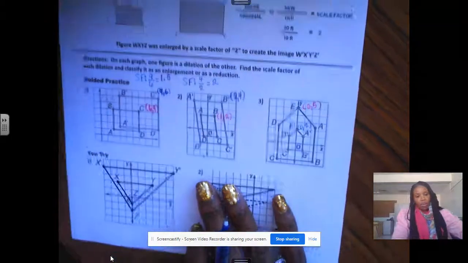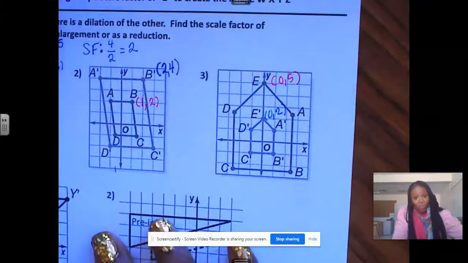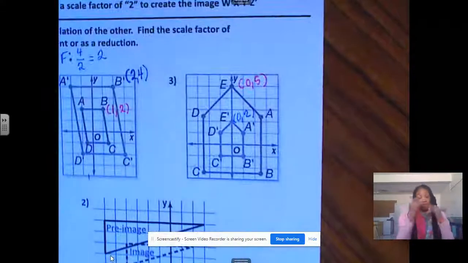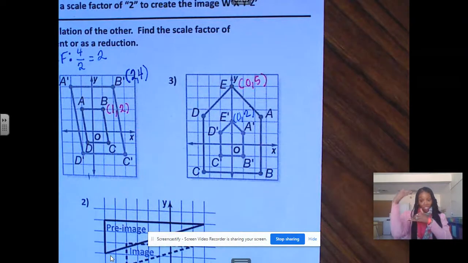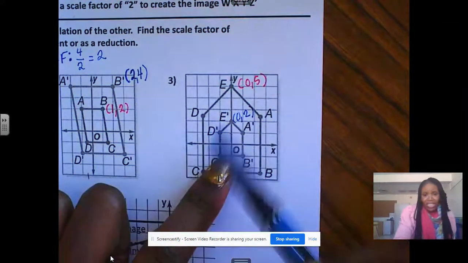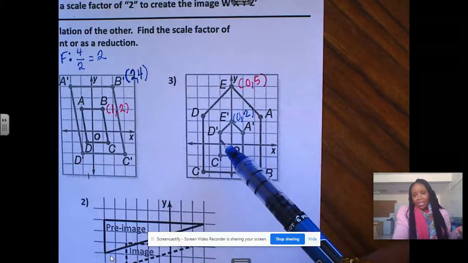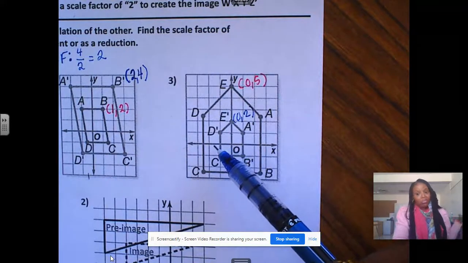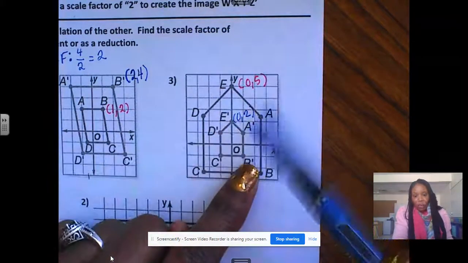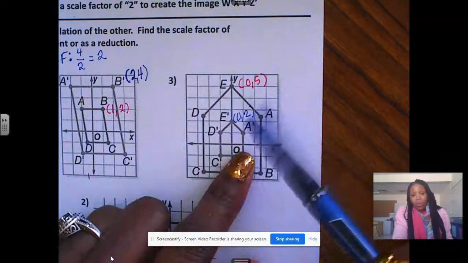Okay, now on this next one, I chose to work with the E's. You can choose to work with any letter, just as long as you're consistent. Whatever letter you choose, it has to be the same letter for the primes and the original. Here, clearly I cannot work with x's because 0 divided by 0 is not going to give me a scale factor. Anything multiplied by 0 is 0. So I'm forced into using my y coordinates here.